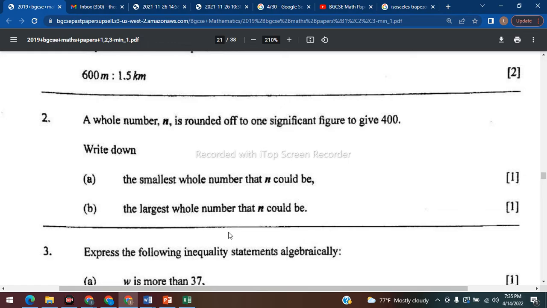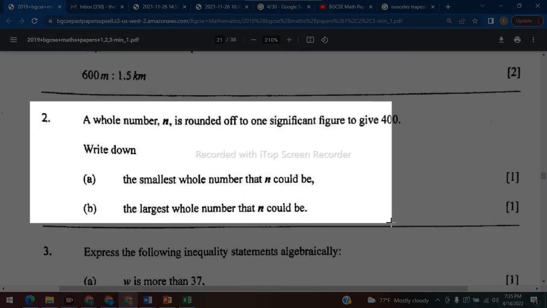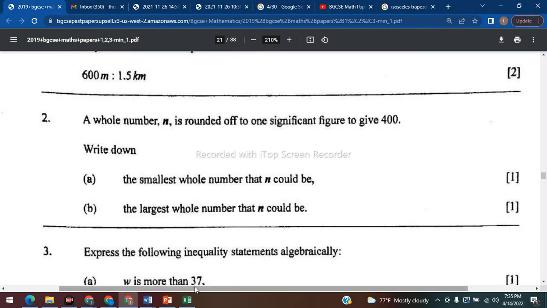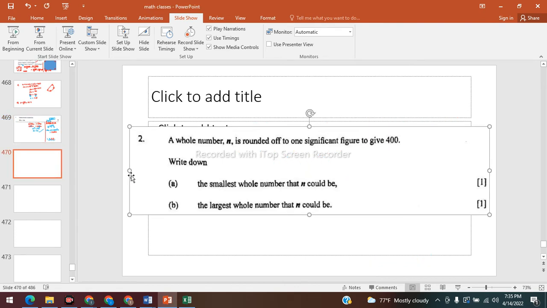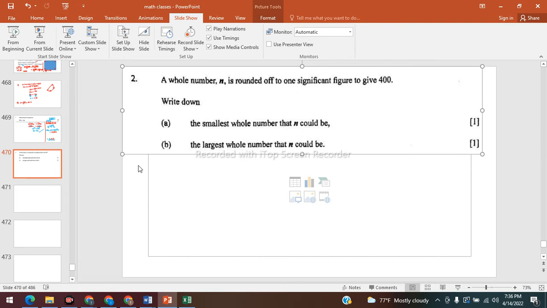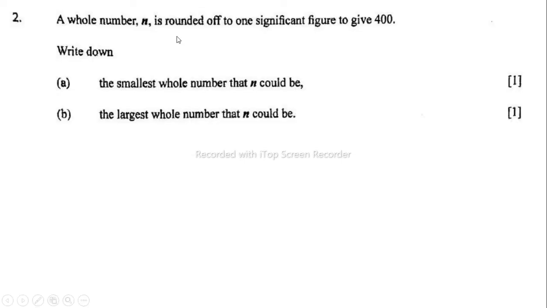Okay, so let's do number 2. So it says a whole number n. So it's very important to know what we mean by whole number. Any number that is... Any number? You sure any number is a whole number? 1 to infinity.